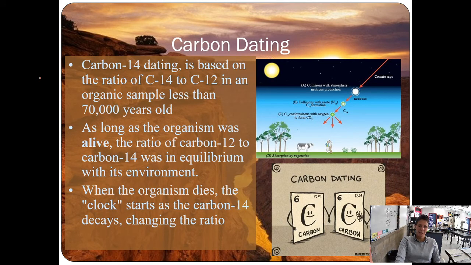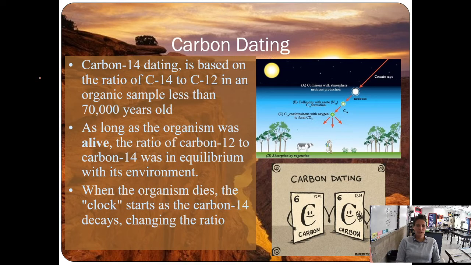Okay, carbon dating. This is one of the ways that they can get an exact age on rocks. This is called carbon dating. What happens is we have carbon-14 in our bodies, and we have carbon-12 in our bodies. They use a formula to figure out, and you'll see later in the video, how they figure it out.